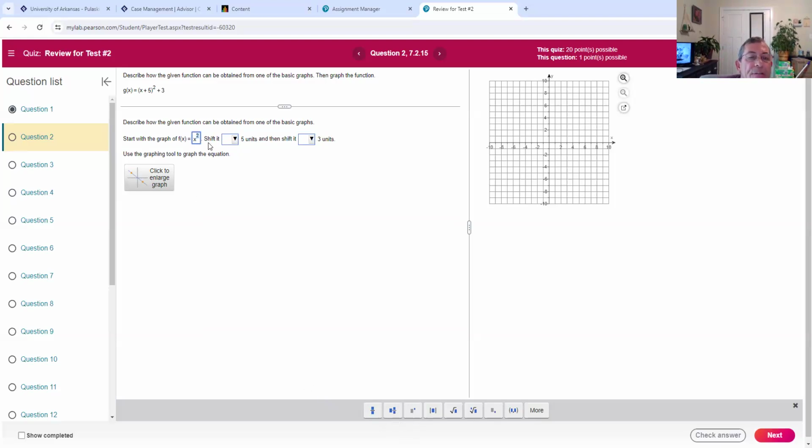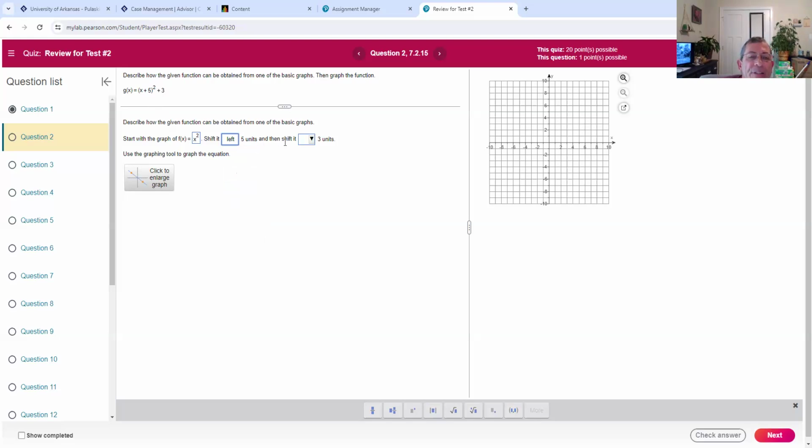So now it says shift it blank 5 units. Now notice the 5 is inside those parentheses. So when the 5's inside the parentheses and it's positive, would y'all say right, down, up, or left? Oh, good job, y'all. Definitely left. Remember, if it's inside the parentheses being added, it's going to go left.